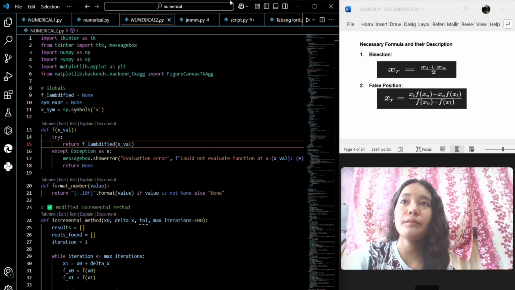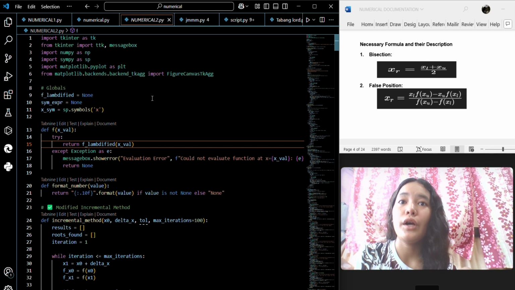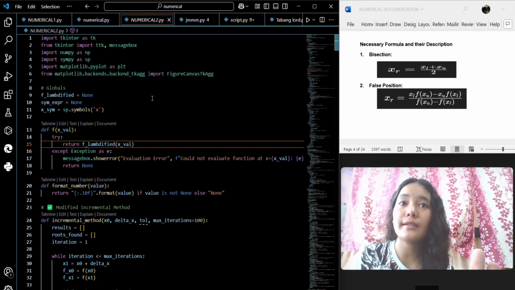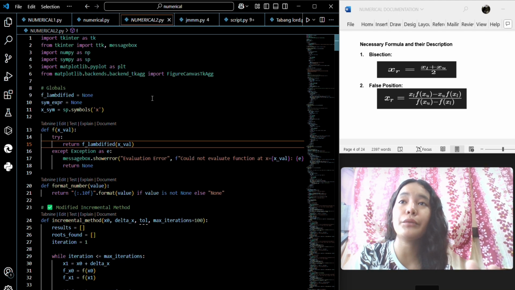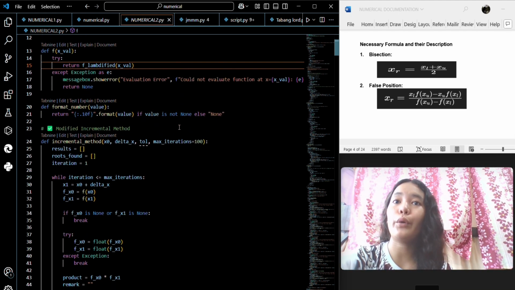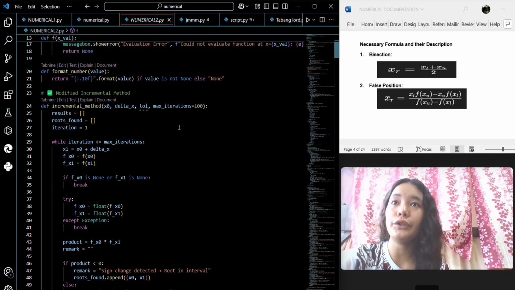So now, in the upper part of this Python code, as you can see, are the imports, the libraries used for GUI, symbolic math, plotting, and numerical computing. So now let's move forward to the incremental method function.